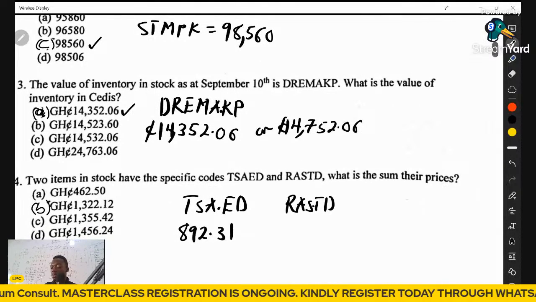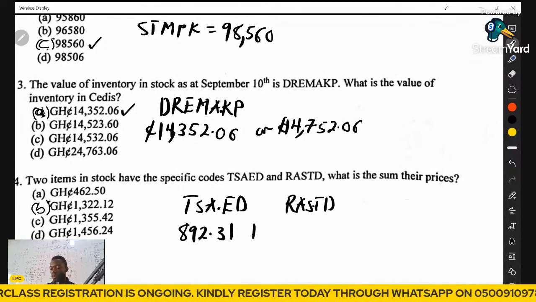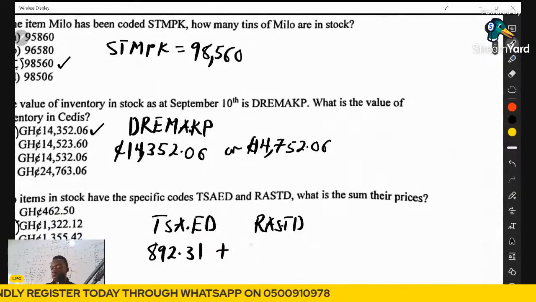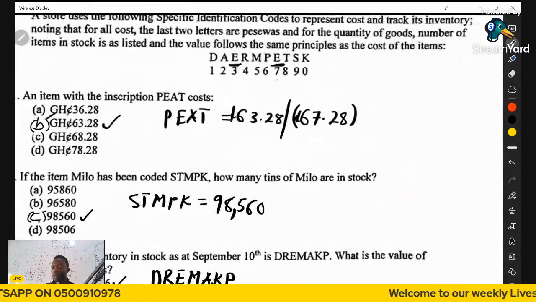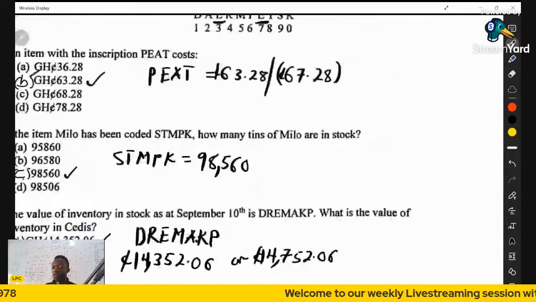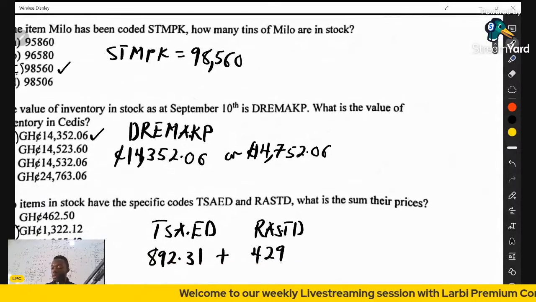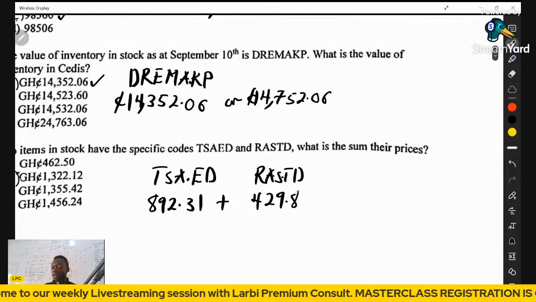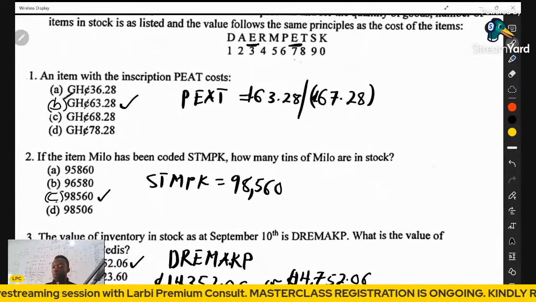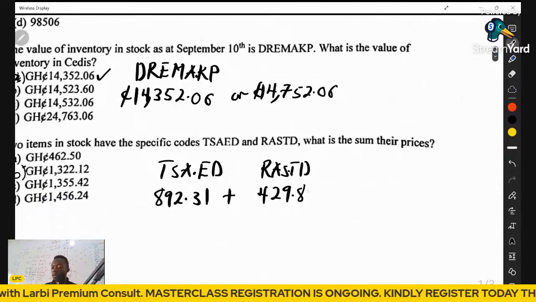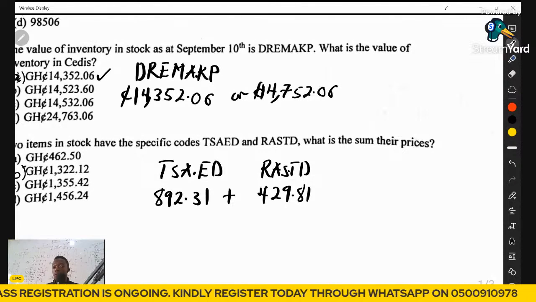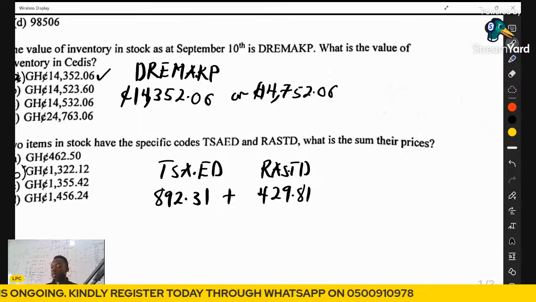Okay. So since we are asked to find the sum, we say that plus. Then we go for R, which is 4. We know A to be 2. And then we have X to be what? 9. Dot. And we know T is what? 8. And then we know D to be equal to what? 1. So let's sum up these values.